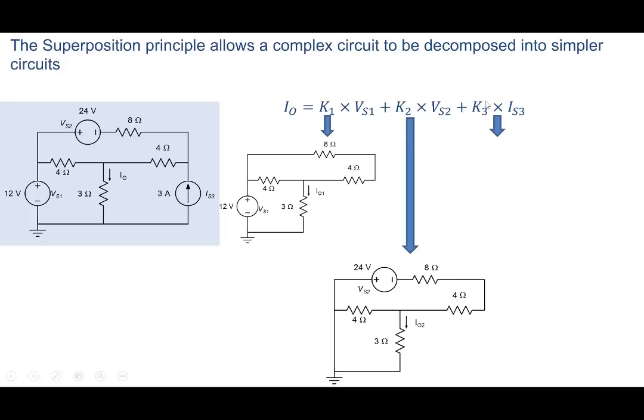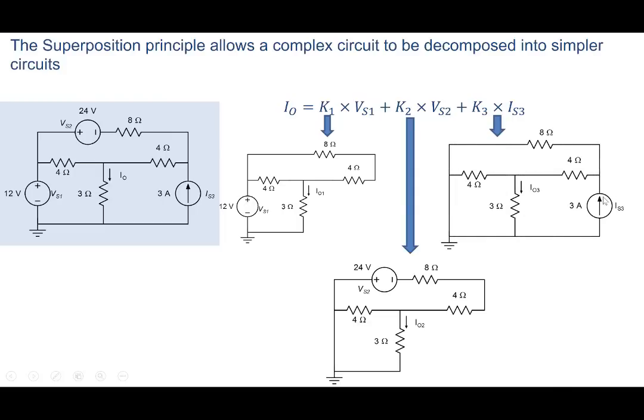And similarly for finding K3, this particular part here, we put VS1 equal to 0 and we put VS2 equal to 0. So we short both the voltage sources and we obtain here 3 amperes, and you solve this one. And of course, after solving it, you'll get I03. Note that I01 is only due to VS1. I02 that you get here is only due to VS2. I03 is only due to IS3. The total current will be I01 plus I02 plus I03.